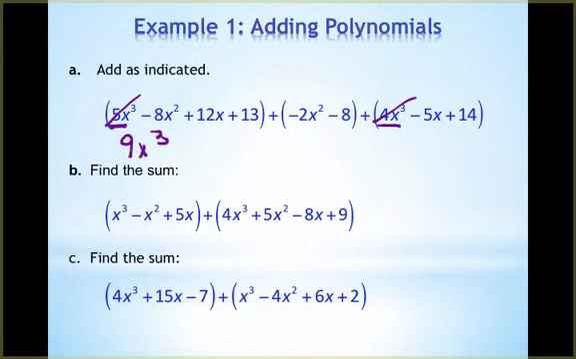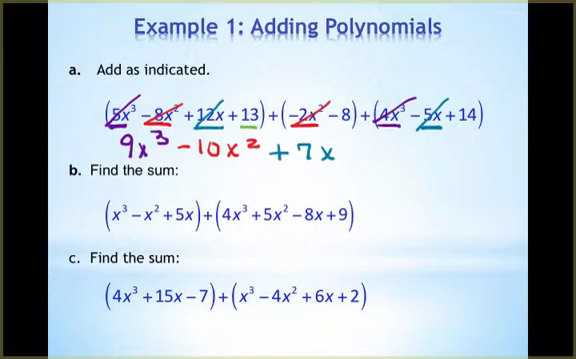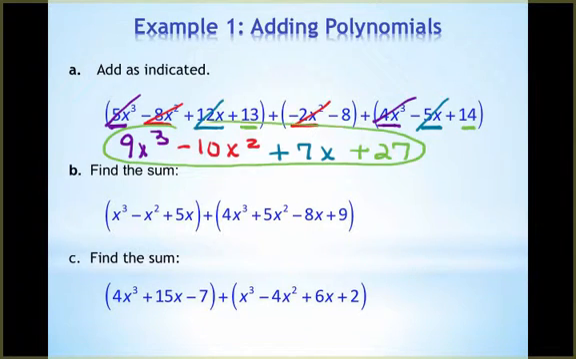Now let's see if we've got any x squareds. I've got a negative 8x squared and a negative 2x squared, so I can put those together and get minus 10x squared. Then we look for x's. I have a positive 12x and a negative 5x, so I get positive 7x. The last thing should be any constants. We have a positive 13 and a positive 14, which gives a positive 27. And there is my final answer.